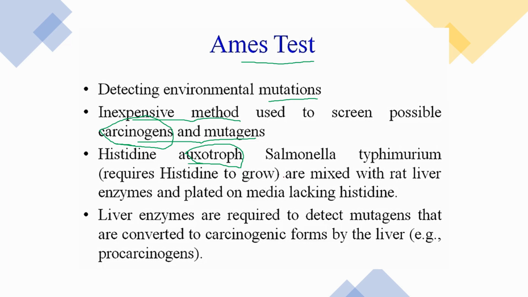So in this we use histidine auxotroph of Salmonella, which requires histidine to grow. That means if histidine is present, then only it will grow. And they are mixed with rat liver enzymes and plated on a media lacking histidine. So if histidine is not present on the media, they should not grow, right? So now liver enzymes are required to detect mutagens that are converted to carcinogenic forms by the liver.